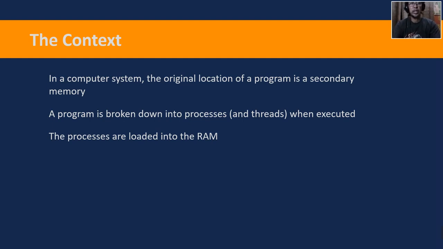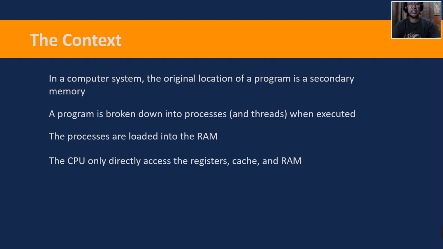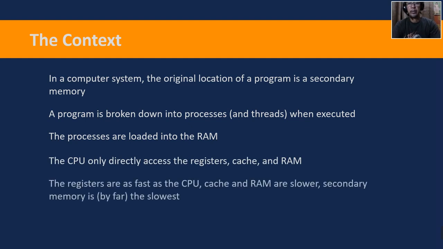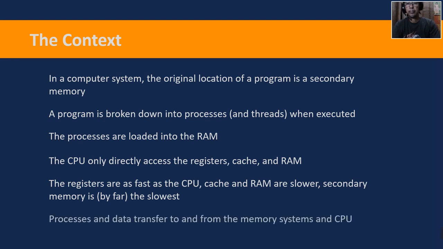The execution happens, of course, in the CPU. And all this data has to be placed in your registers. The CPU only directly accesses the registers, cache, and RAM. The registers are as fast as the CPU, so they're the fastest memory location. Cache and RAM are slower. Secondary memory is by far the slowest. Processes and data transfer to and from the memory systems and CPU.